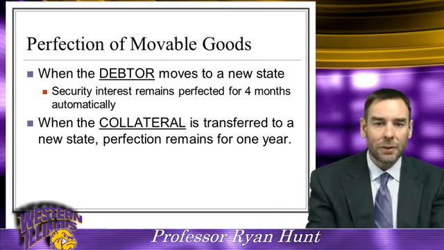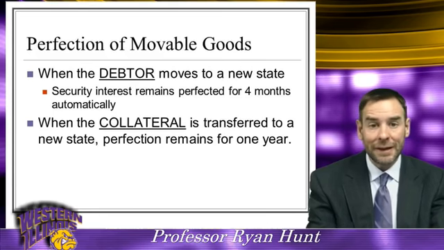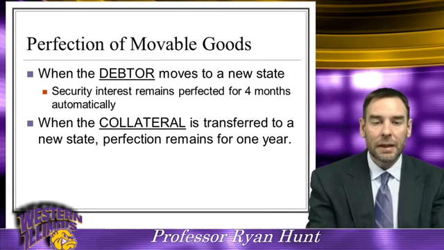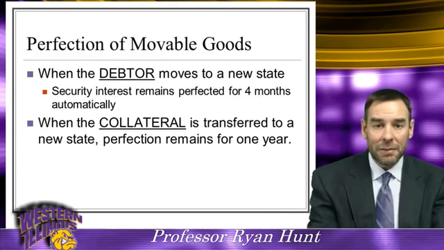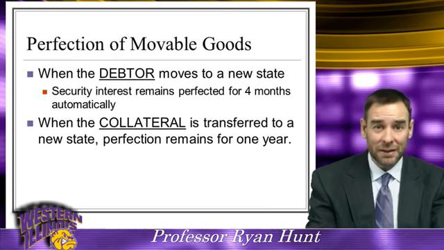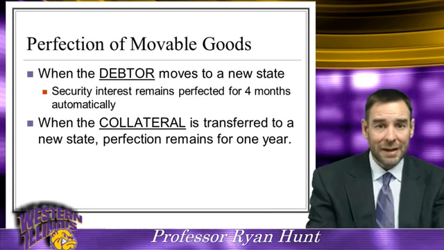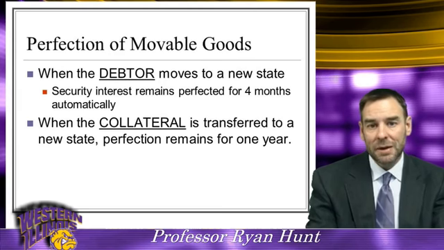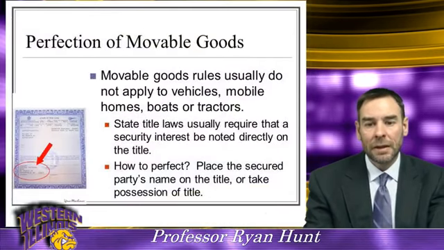Okay. Then the question is, what about the financing statement from the bank in Illinois? Is that going to be good? Well, it says when the collateral is transferred to the new state, the perfection remains effective for 1 year. If it's the debtor that moves, it's only 4 months. But if it's the collateral, it's a year. All right.